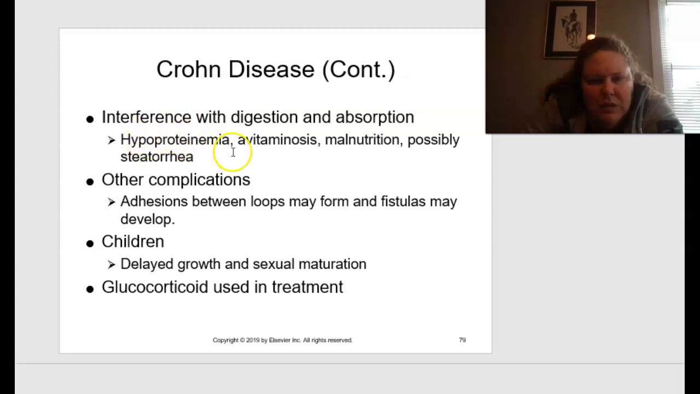You can have hypoproteinemia, so low protein, avitaminosis, you're not absorbing your vitamins, malnutrition because the food that you put in is just kind of going right back out, and possibly steatorrhea. Other complications can be that adhesions develop between loops, and fistulas may also develop. If it's caught in children, it can cause delayed growth and sexual maturation because they're not getting the nutrients they need. Like my dad used to have to have Ensure drinks, when he was having a flare up, to make sure that he was at least getting what he needed because food just didn't stay with him.